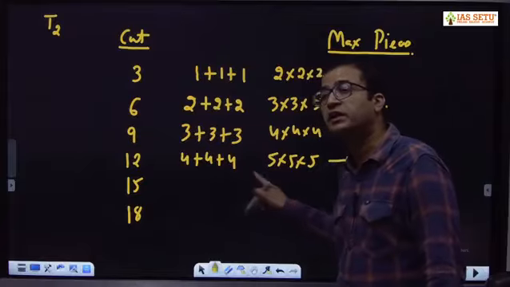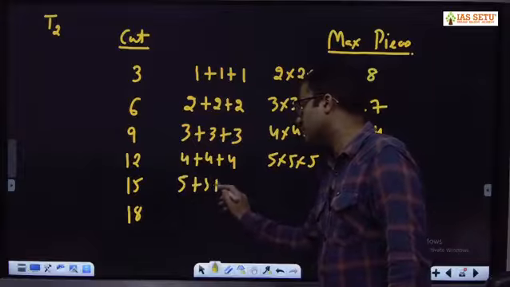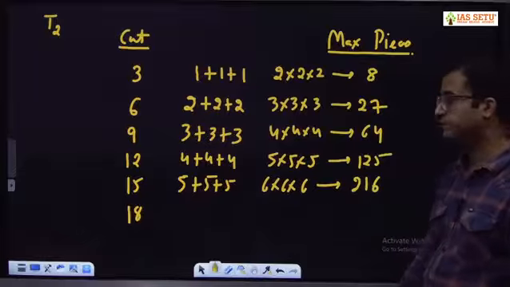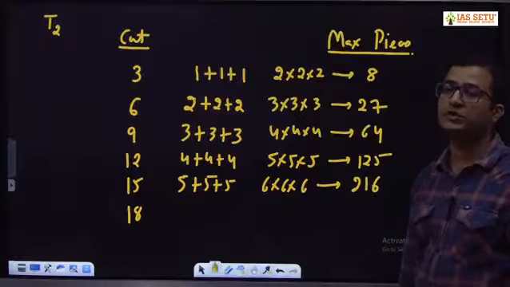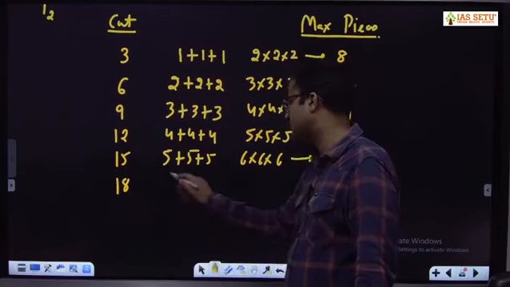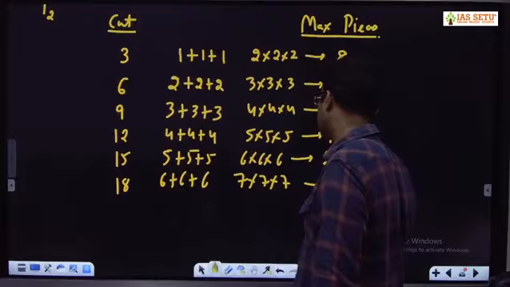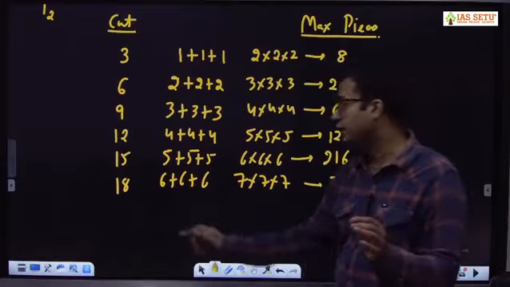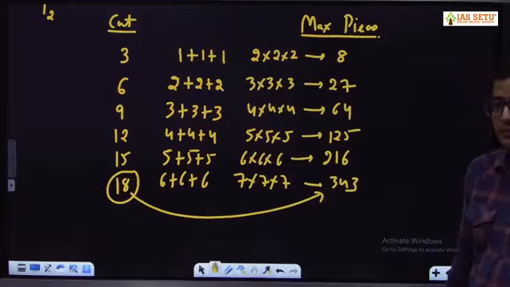Now with 15 cuts, what is the maximum number of pieces possible? 5 cuts on X, 5 cuts on Y, 5 cuts on Z, number of pieces 6 into 6 into 6, 216. How will you distribute 18 cuts, and what is the maximum number of pieces you will get with 18 cuts? 6 plus 6 plus 6, number of pieces 7 into 7 into 7, 343. I give you a guarantee, with 18 cuts, maximum number of pieces possible is 343.